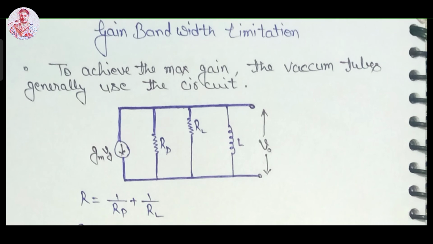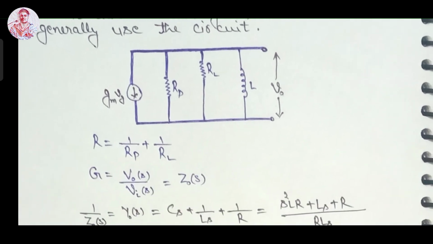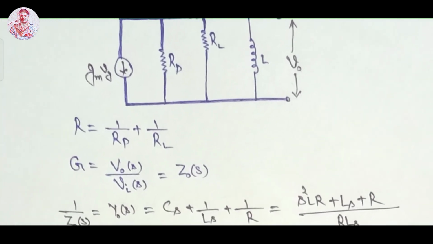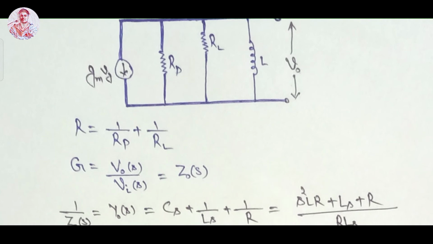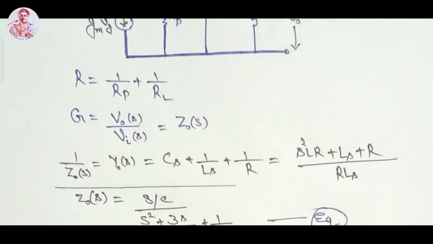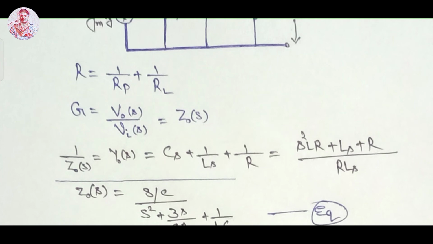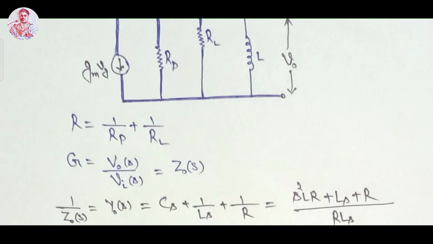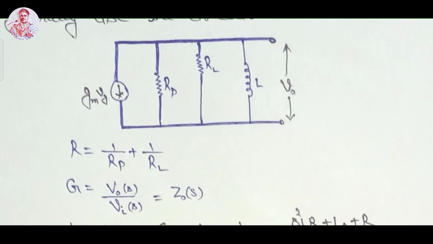Our next limitation is the gain bandwidth product limitation. To achieve the maximum gain, the vacuum tube generally uses this circuit. This is an LR circuit and V0 is the output. R net is given by 1 upon Rp plus 1 upon RL. The gain G is equal to the output voltage over the input voltage. And 1 upon Zs is given by Cs plus 1 upon Ls plus 1 upon R from this circuit.